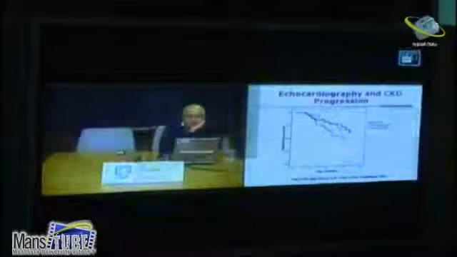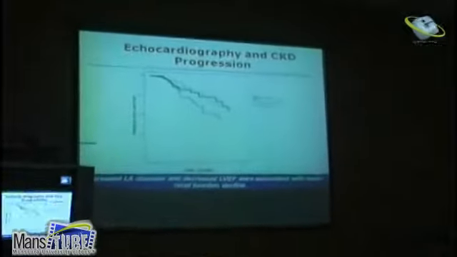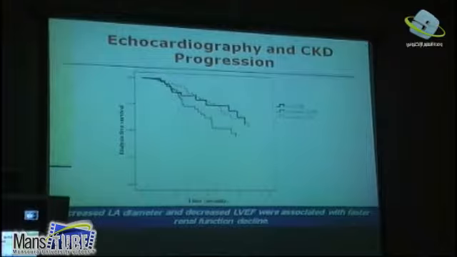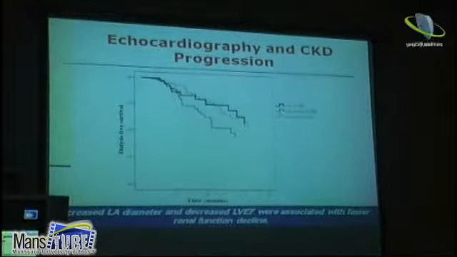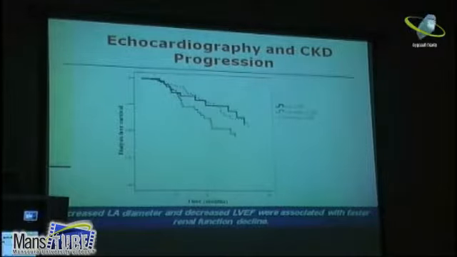Yeah. Another risk factor came from echocardiography. This is a relatively new risk factor. The presence of eccentric left ventricular hypertrophy in the echocardiogram is associated with faster decline of kidney function. Again, this is an association, but it links the heart with the kidney. So increased left atrial diameter and increased ejection fraction of the left ventricle were associated with faster renal function decline.